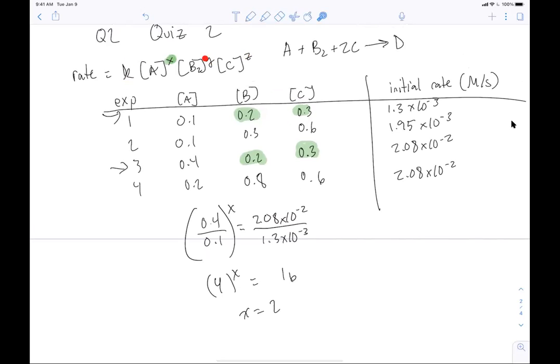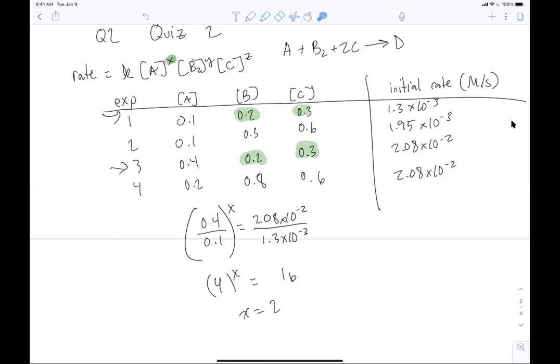Once we know x, y, and z, then we can just calculate k. And we just use any of the experimental data. So for example, assume I know x, y, and z, if I want to figure out what k is, I can take 0.1 and plug it in there, 0.2 and plug it in there, 0.3 and plug it in there. And then I can take the rate and plug it in here. And then my only unknown is k.